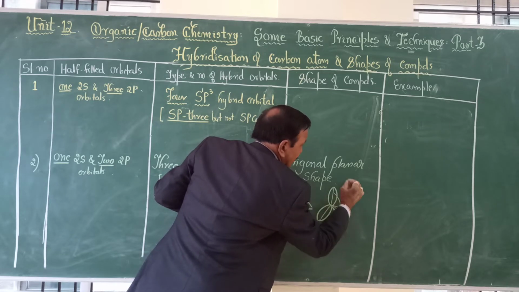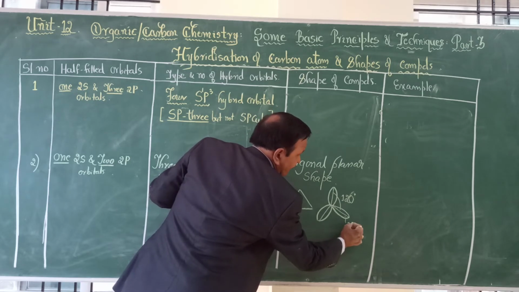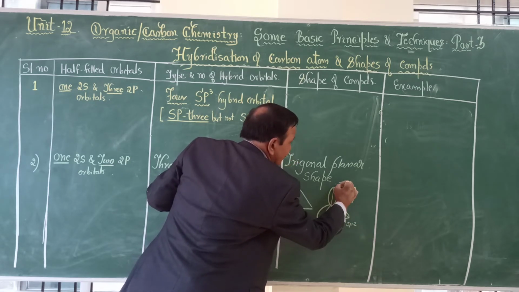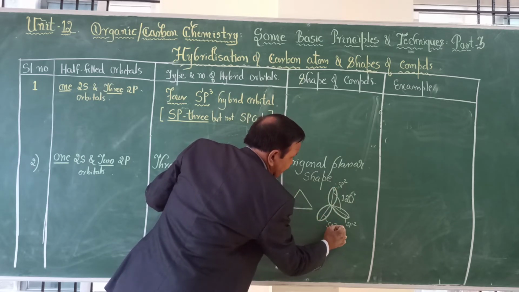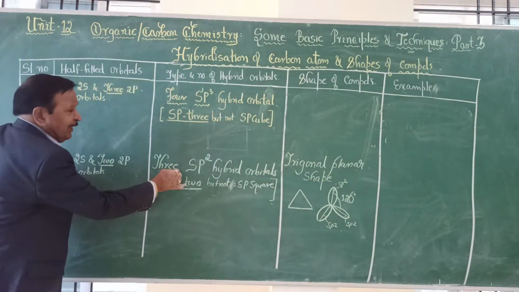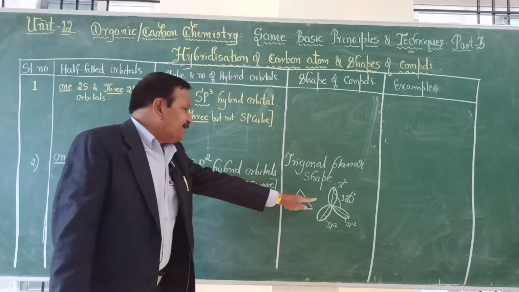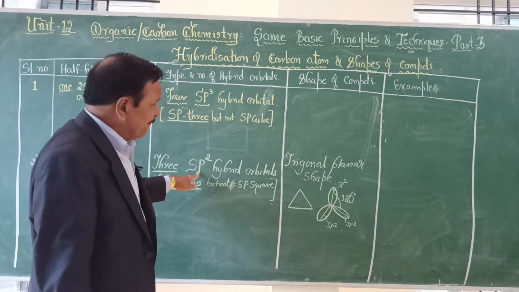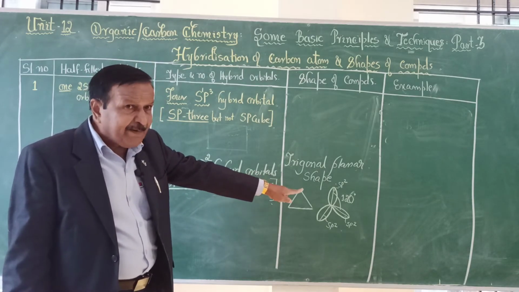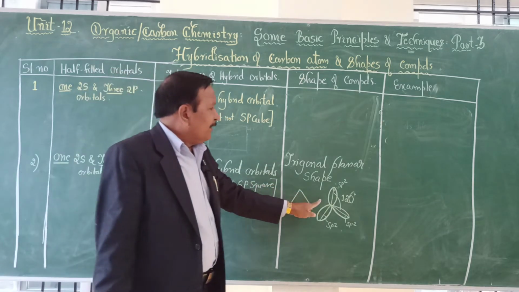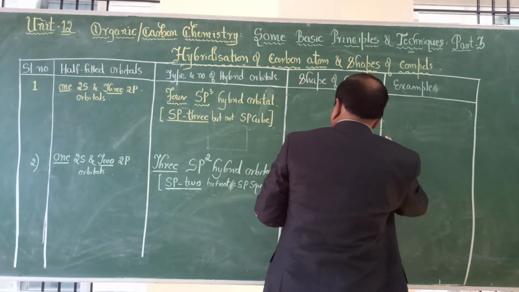The angle between two orbitals will be 120 degrees, and this is one sp2 hybrid orbital. So you will get here 3 sp2 hybrid orbitals. What happens here? One 2s is involved, 2px1, 2py1 is involved, 2pz is free, and hence it is found in double bond compounds.